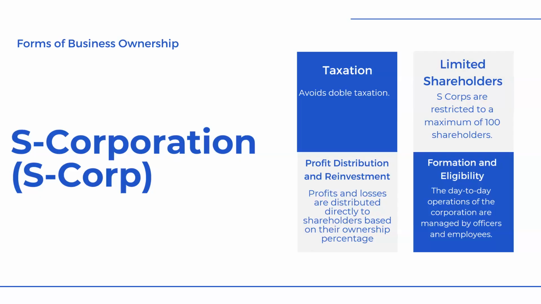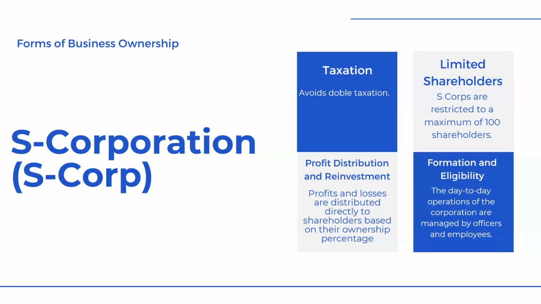When it comes to the profit distribution and reinvestments, direct pass-through, so profits and losses are distributed directly to shareholders based on their ownership percentage, regardless of whether the profits are distributed. Retaining earnings can still result in taxable income for shareholders, even if not distributed.